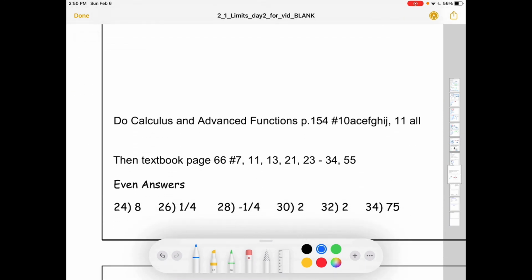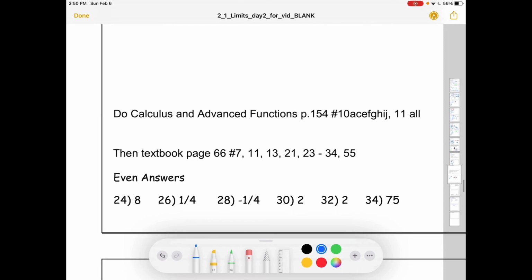There are some practice questions from an older textbook called Calculus and Advanced Functions that deal with mostly just applying some limits and maybe doing some factoring and nested fractions and the like. And there are also some from our textbook, which is the Finney 4th edition. It only gives odd answers, so they're the relevant even answers.